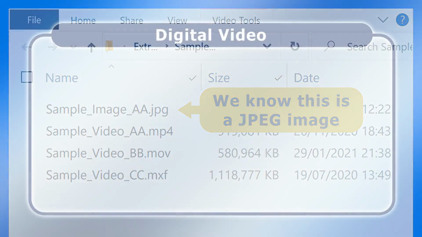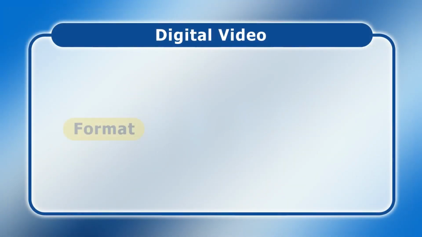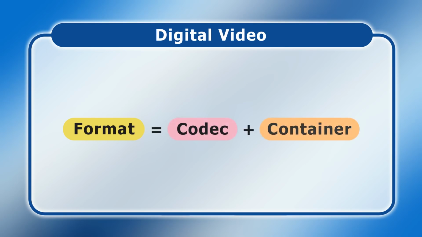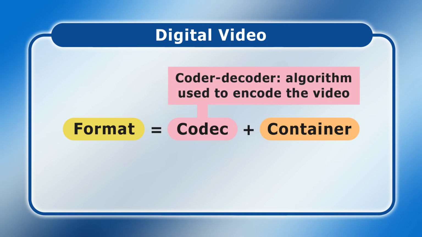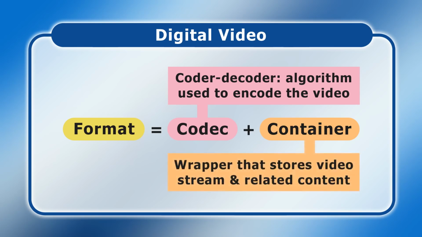Rather than being defined by a file type, a digital video format is a combination of a video codec and a container. Codec stands for coder-decoder and refers to the algorithm used to digitally encode a video. Meanwhile, a container is a digital box or wrapper used to store video streams and related content in a single file. It is therefore digital video containers that can be identified by their file extension and not digital video formats.